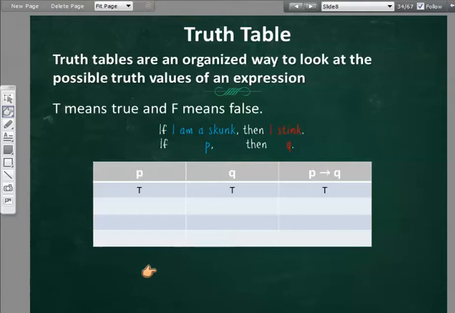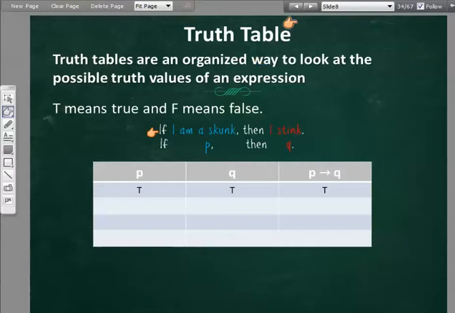So first we're going to say, well, if the hypothesis is true and the conclusion is true, then the conditional statement is true. Remember, I did a slide on that just a while ago. So if I am a skunk is true, and I stink is true, then I must be a skunk and I must be stinky. That's going to be a true conditional statement.